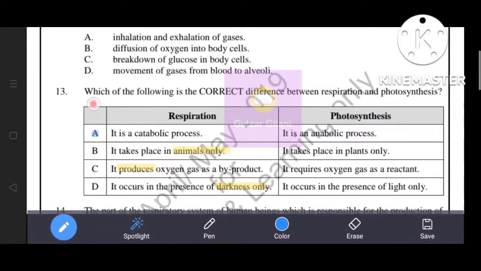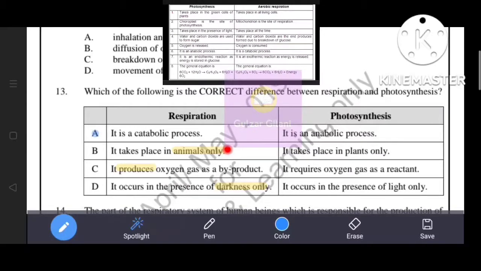Next question. Which of the following is the correct difference between respiration and photosynthesis? Option B, it takes place in animals only. Incorrect. It takes place in all organisms. It produces oxygen gas as a byproduct. Option C is incorrect. It requires oxygen gas as a reactant. It occurs in the presence of darkness only. Incorrect. Respiration also happens in the presence of light; respiration happens all the time.